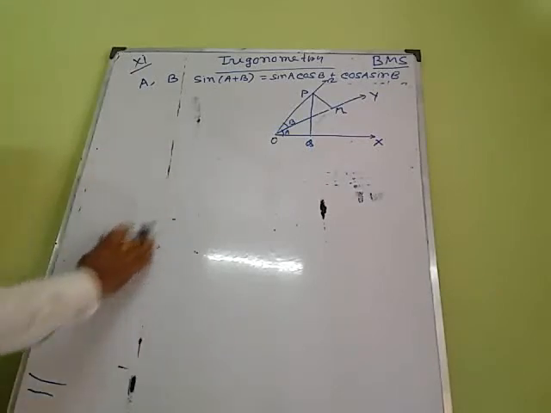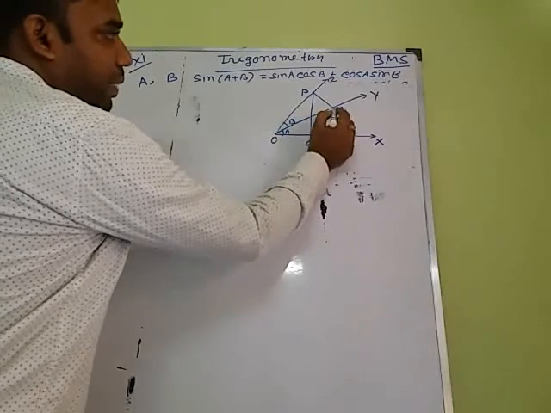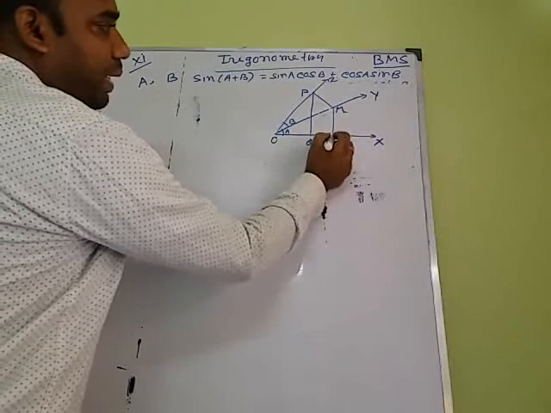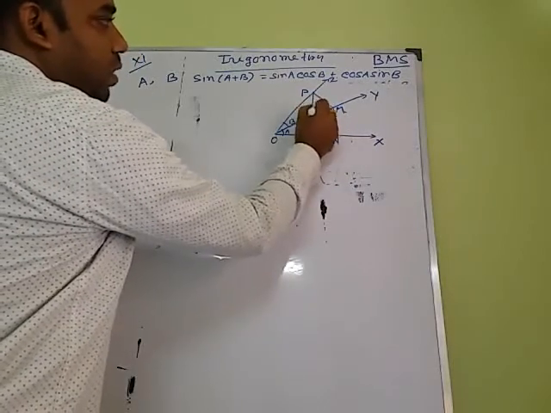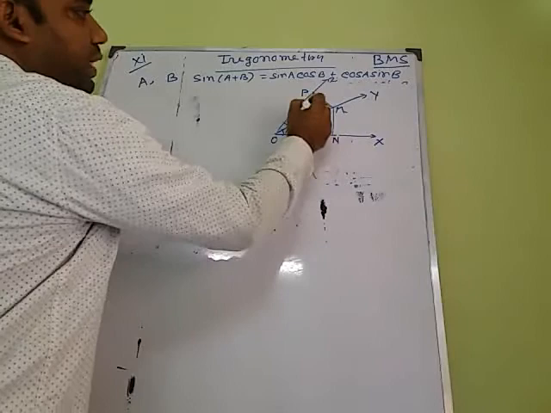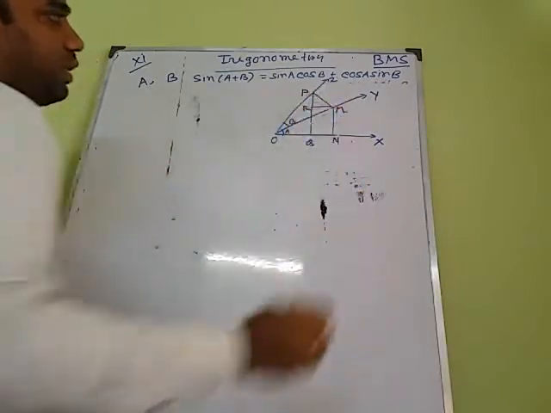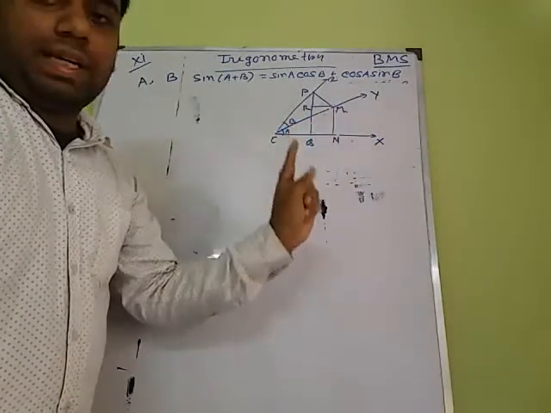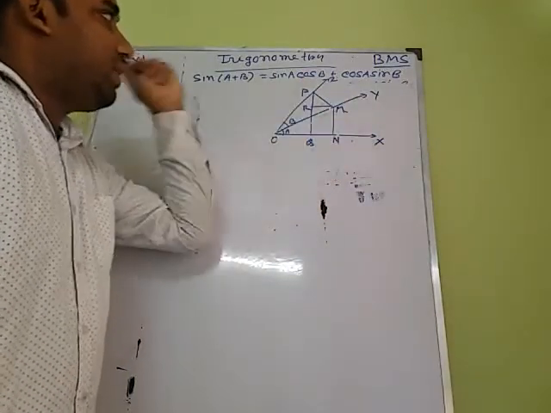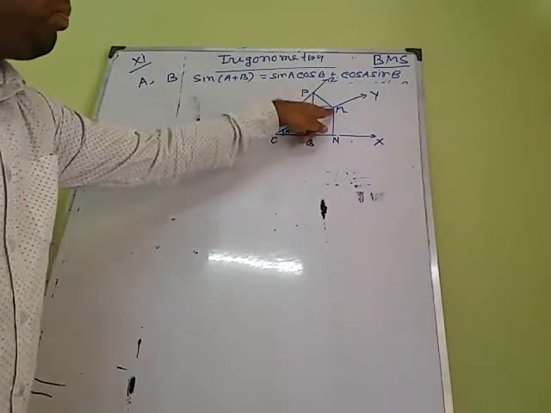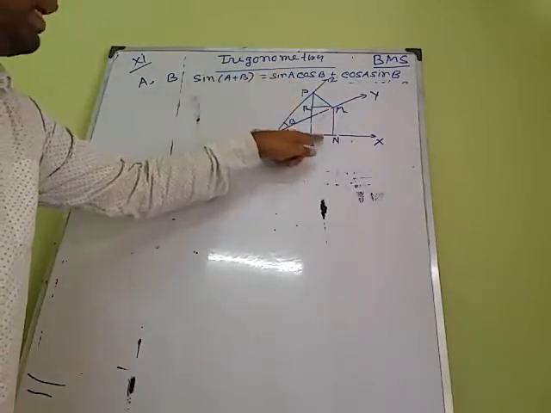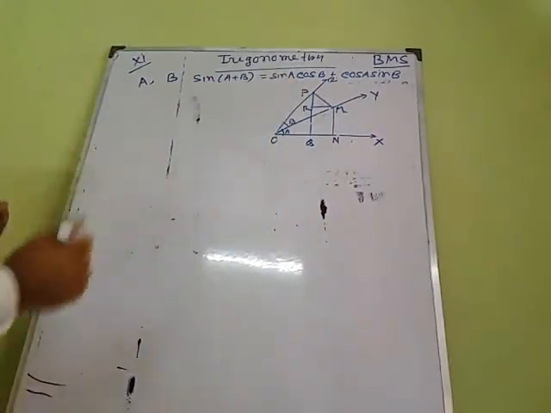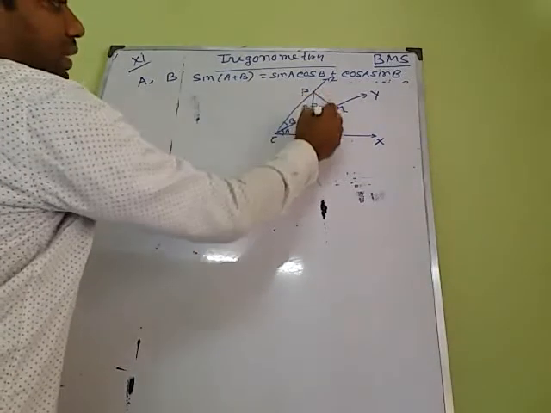Now from point M again I am drawing two perpendiculars, one on OX, giving the point the name N, and the other on PQ, that is R. Again I am discussing: XOY is angle A, YOZ is angle B. At point Q the angle is 90 degrees, at N the angle MN is 90 degrees, and this angle R is also 90 degrees.